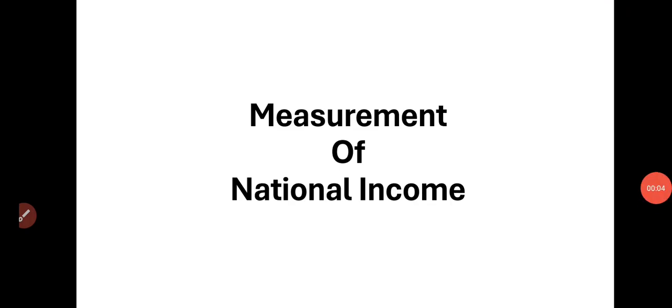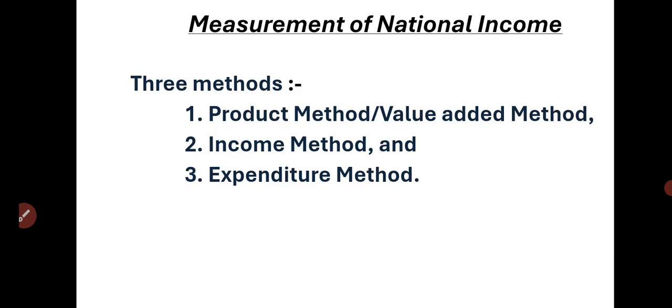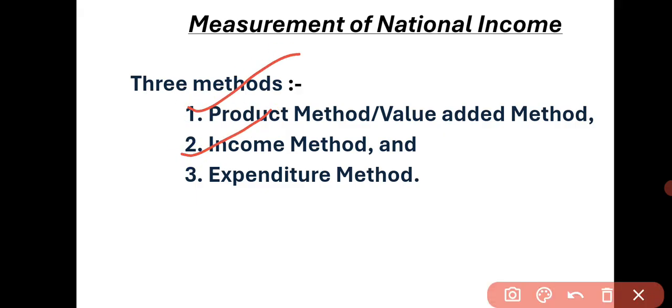Today in this video, we will discuss the various methods of measurement of national income. We all know that there are mainly three methods of measurement of national income. They are: number one, the product method; number two, the income method; and number three, the expenditure method.